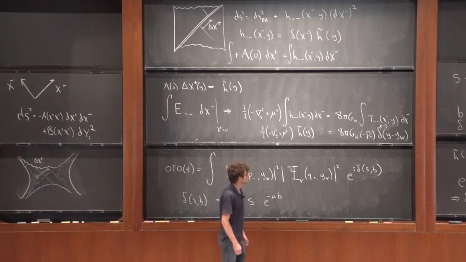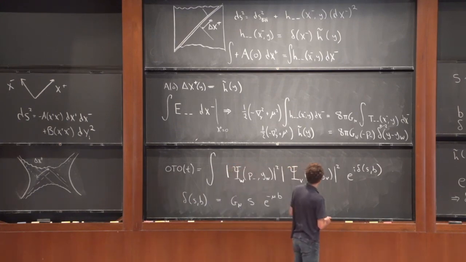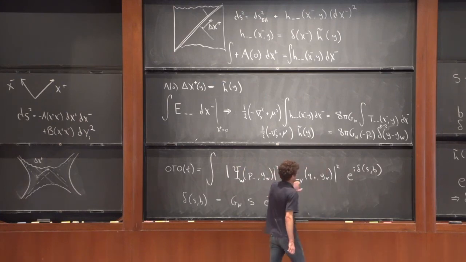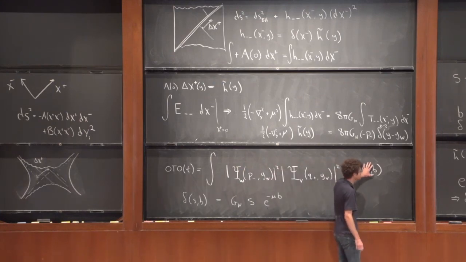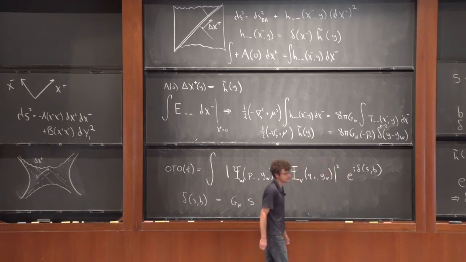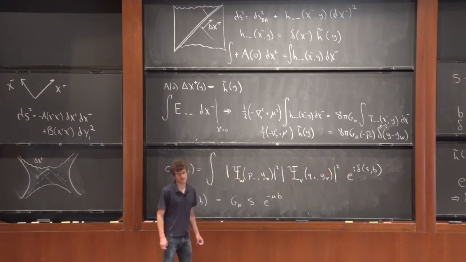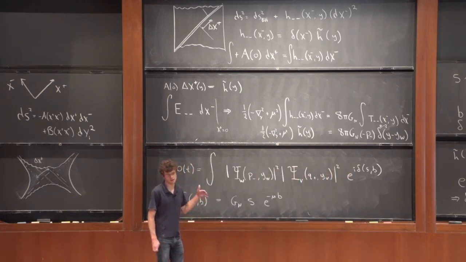Okay, I'm out of time, so this is actually a reasonable stopping place. We've got this formula, and we've got the formula in gravity for this phase shift. So next time we'll do the easy part, which is just plugging that thing in and analyzing the behavior in space-time of the out-of-time order correlator.